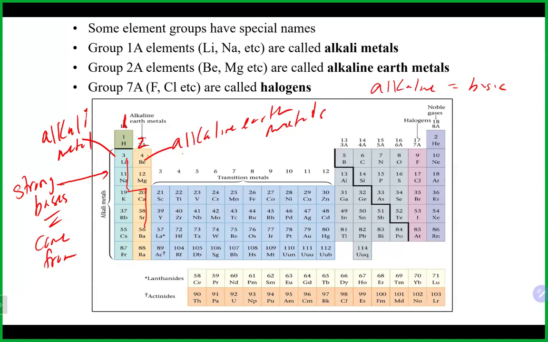Over here in group 7 are the halogens, and those mostly come as twos: fluorine, chlorine, bromine, iodine. And right next door is group 8, which is our noble gases. And as we'll talk about, noble gases are pretty much chemically inert. So group 1, alkali metals. Group 2, alkaline earth metals. Halogens, group 7. And noble gases, group 8.